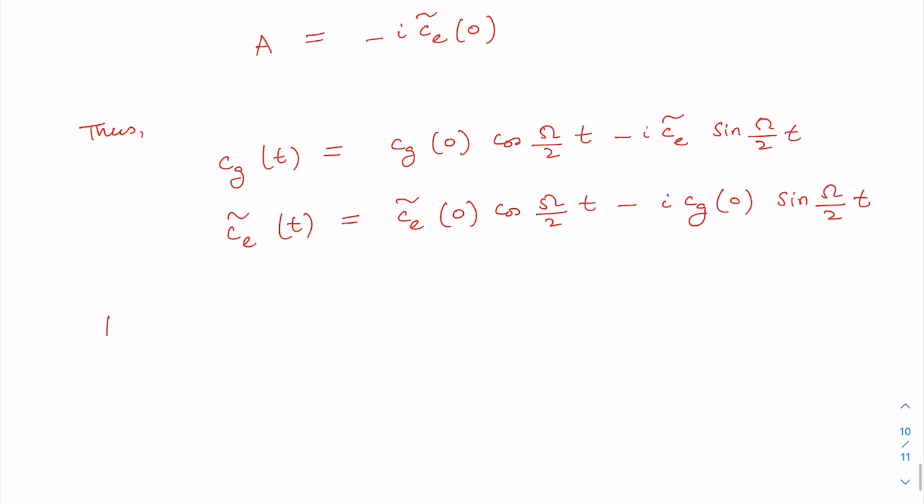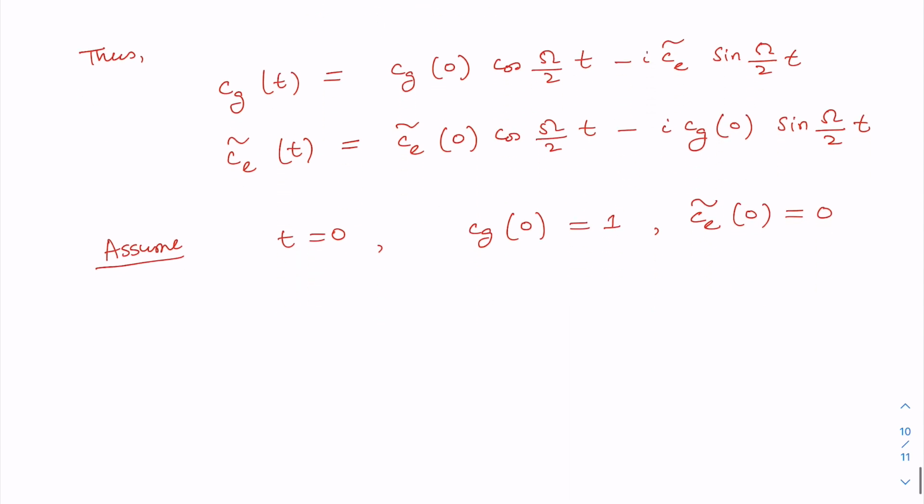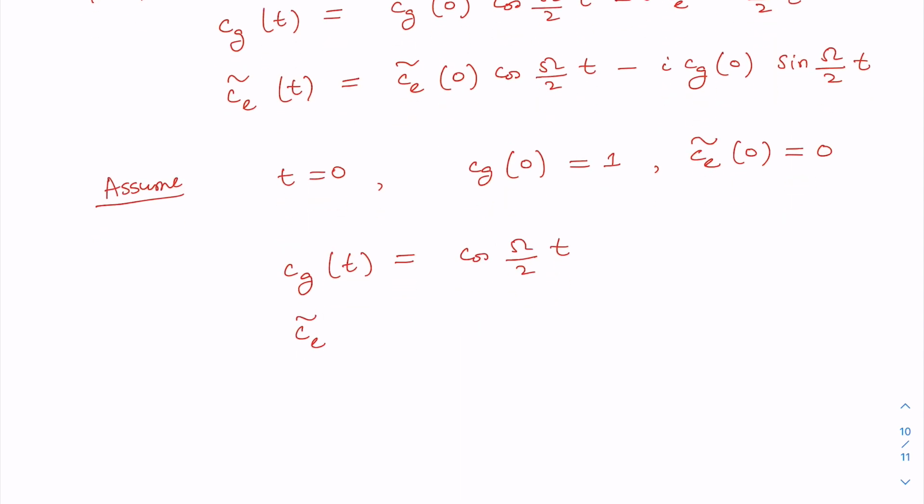Now assume that at time t equal to 0, the atom is in the ground state. So this coefficient Cg is equal to 1 at time t equal to 0, and C̃e at time t equal to 0 is 0, and therefore the general solution will simply become Cg(t) is equal to cos(Ωt/2), and C̃e(t) would be equal to minus i sin(Ωt/2).